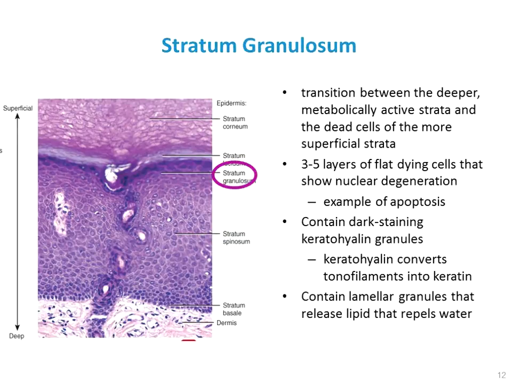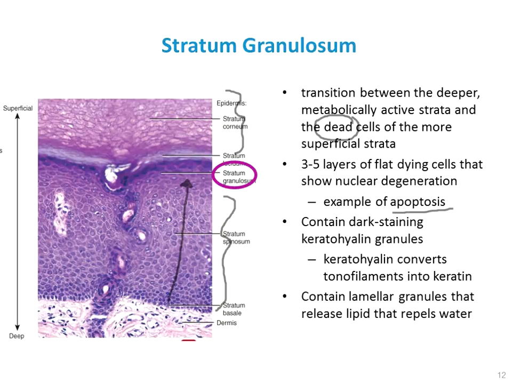All right, so the next layer up is stratum granulosum. And this is a really important transitional layer because this is where your epidermal cells are dying. So it's a transition between dead cells up here and living cells down here. So living cells come up and then they start dying. And the type of death they die is called apoptosis.